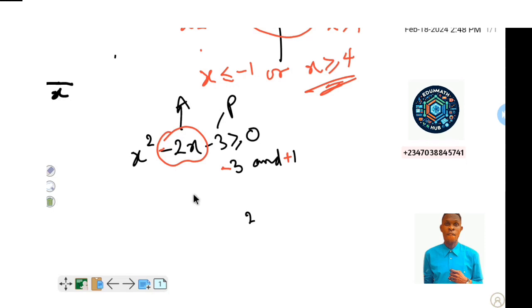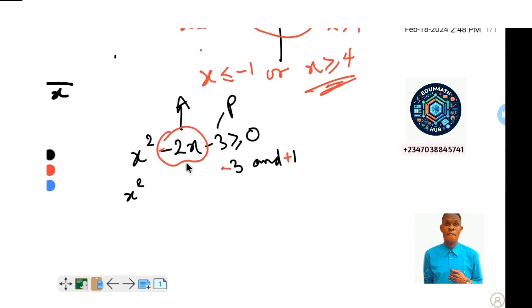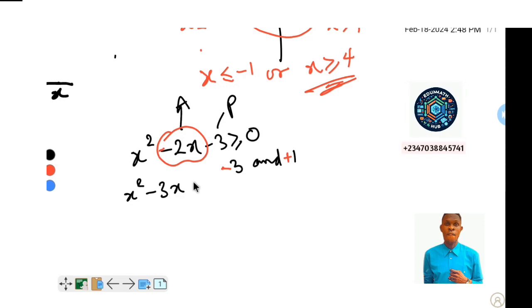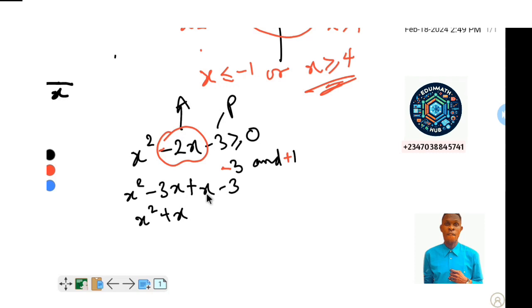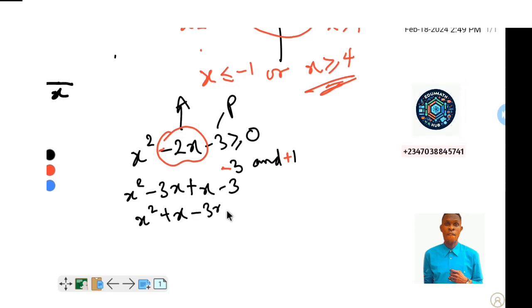Now to factorize this, don't write this one again. You're going to write minus 3x and 1x, or x. So you now write x squared. Don't write this again. So you have minus 3x plus x minus 3. Now you can rearrange it, bring this x closer to this one. So you have x squared plus x, then bring this one closer, minus 3x minus 3. Then you factorize it. So don't forget, everything we are doing is greater than 0.